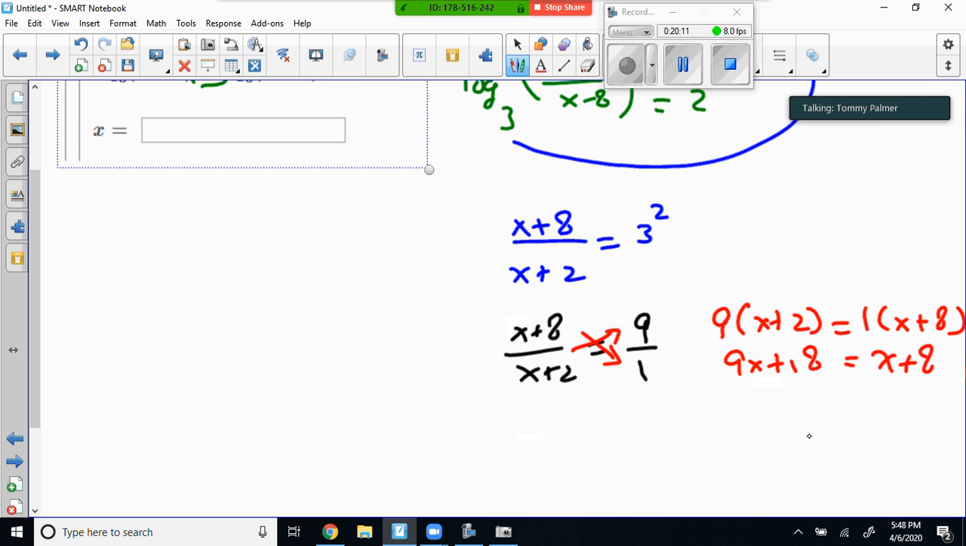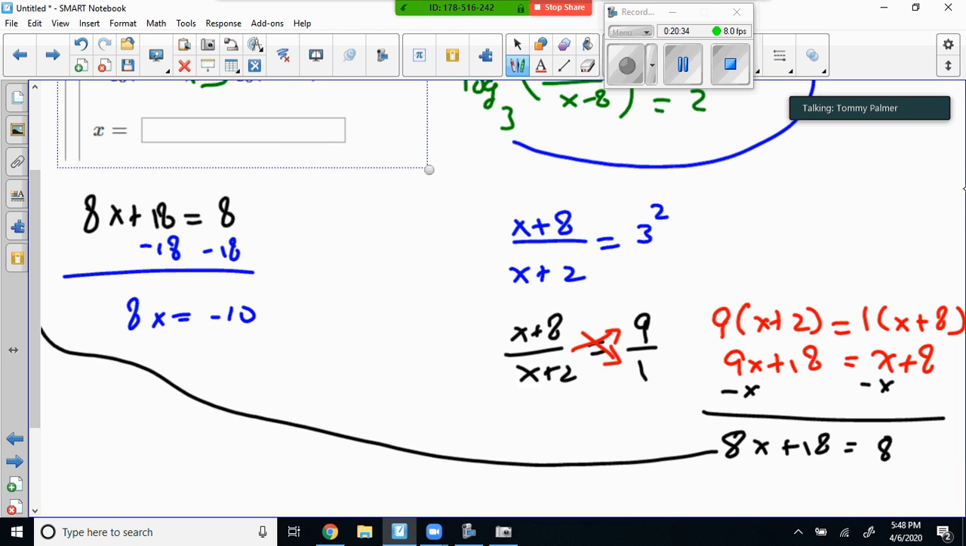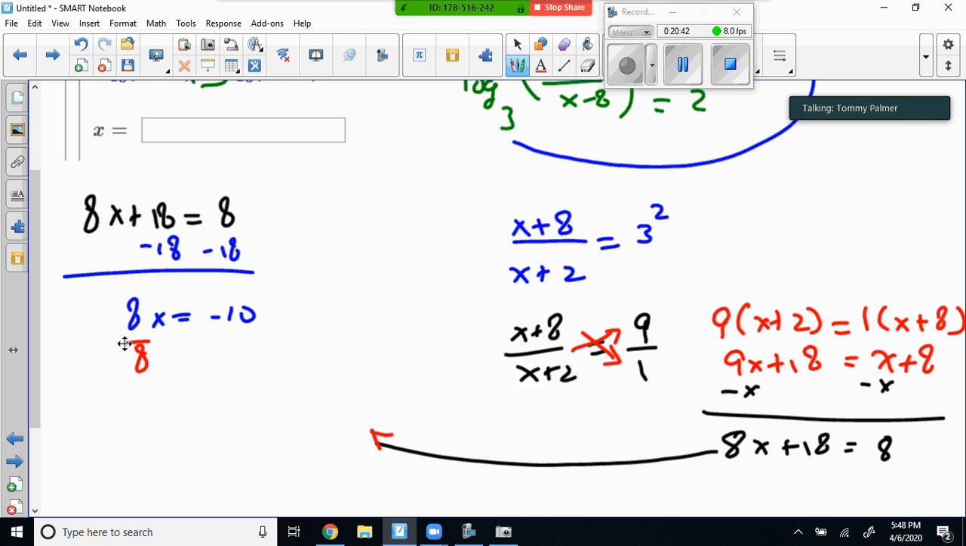And I got all this room right here, and I'm doing it all right there. So I'm going to minus x. I got 8x plus 18 equals 8. I'm going to move this all the way over here. So 8x plus 18 equals 8. Let's see what we got. We're going to minus 18. So 8x equals negative 10. And I'm going to erase some of this right here. I'm going to divide by 8. So x equals negative 5/4, right?